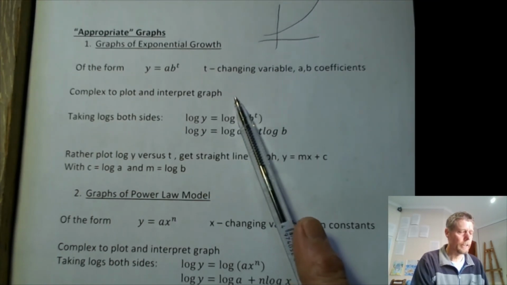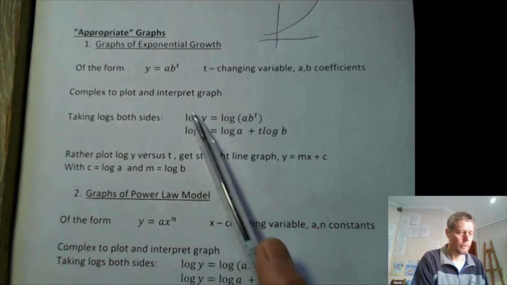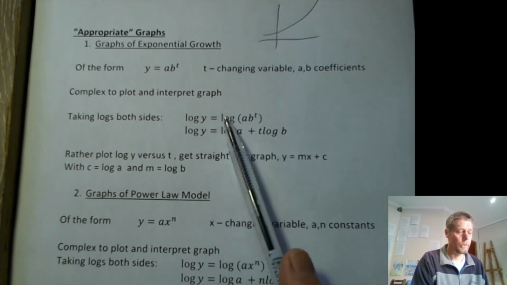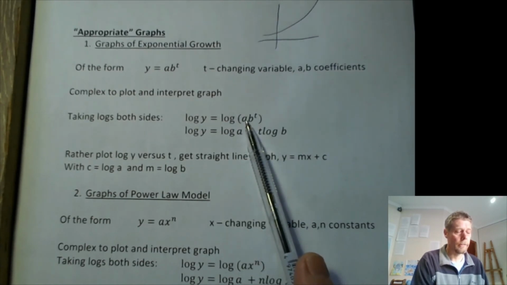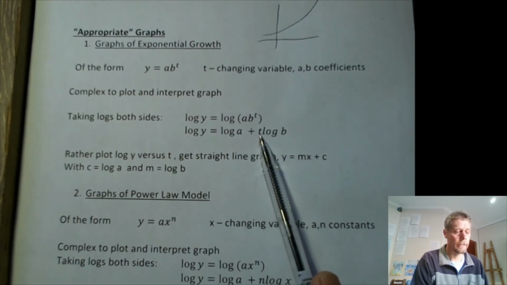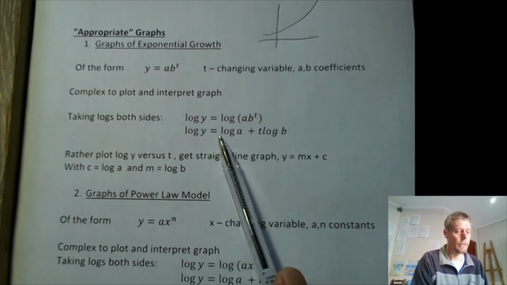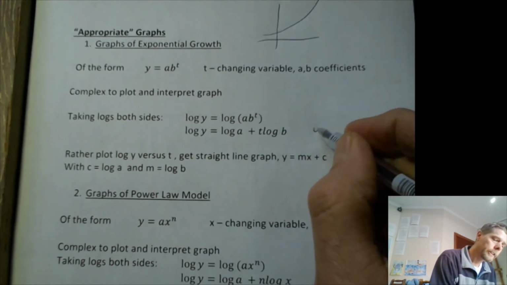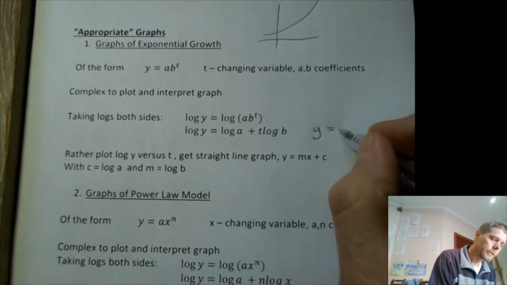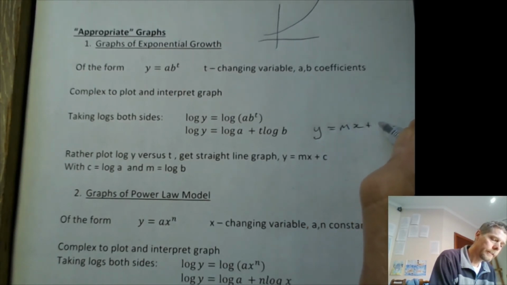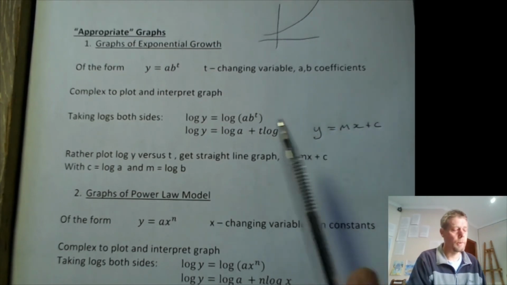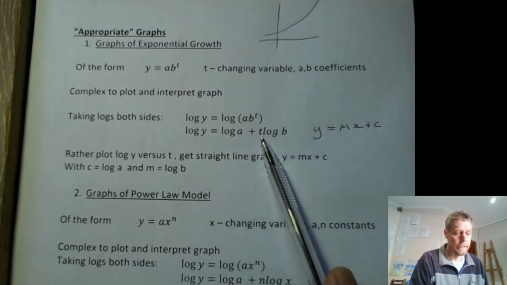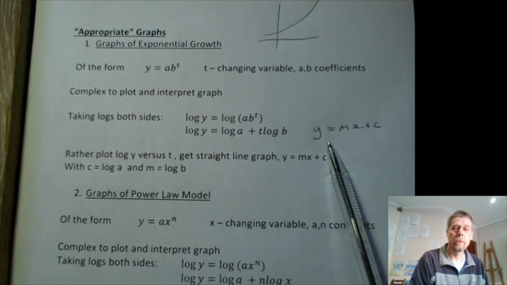But let's take logs on both sides of the equation. So we take log of y, and we take the log of ab to the t. Because we know our rules, we say log of y equals log of a plus, move the t to the front, t log b. Okay, log of y equals log of a plus t log b. Now look carefully here. Do you see that this is of the form y equals mx plus c? It's just a straight line graph. If we were to plot log of y instead of plotting y against t, so we take the log of y, but we do not take the log of t.